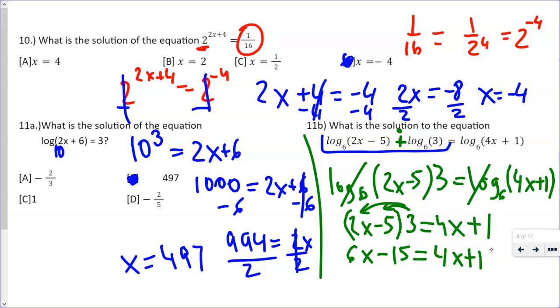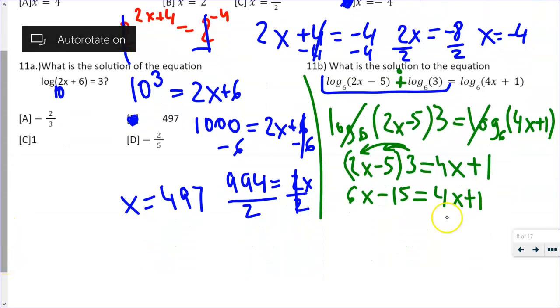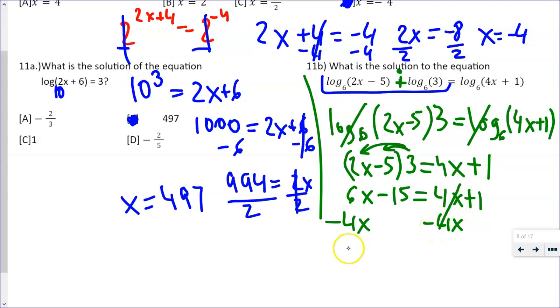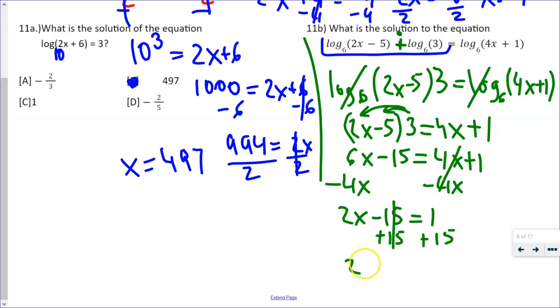And now, of course, all I have to do is combine like terms. Okay, so I'm going to move the 4x this way, subtract it. 4x is going to cancel out on the right. Leaves me with 2x minus 15 equals 1. I'm going to add 15 to the other side, combine the like terms. 2x equals 16, and all I have to do is divide both sides by 2. X equals 8. All right.